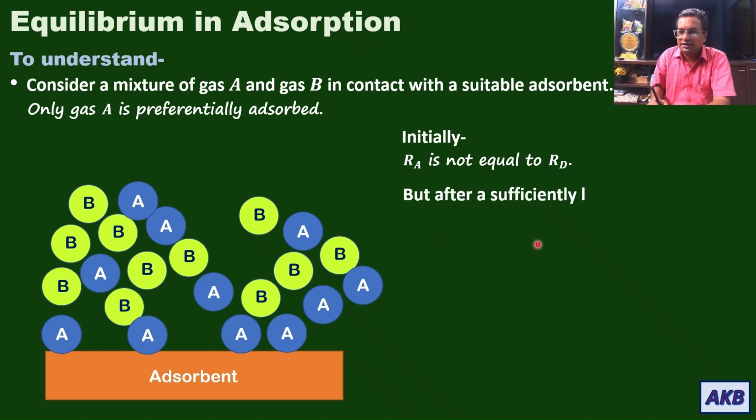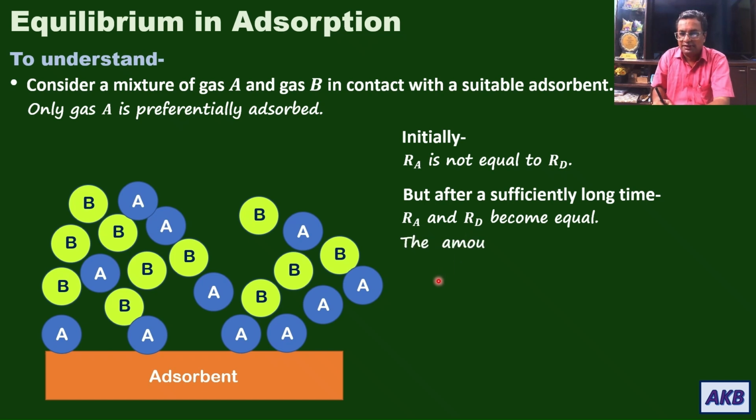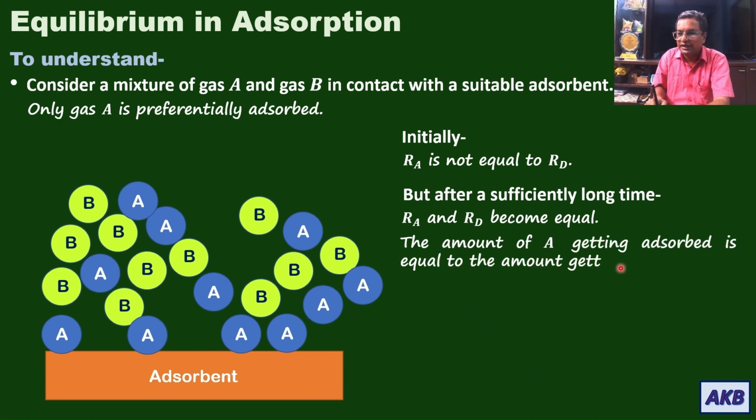But after a sufficiently long time, what happens? Ra and Rd become equal. That is, the rate at which A gets adsorbed is equal to the rate at which it gets dissolved. The meaning is, the amount of A getting adsorbed is equal to the amount getting dissolved.